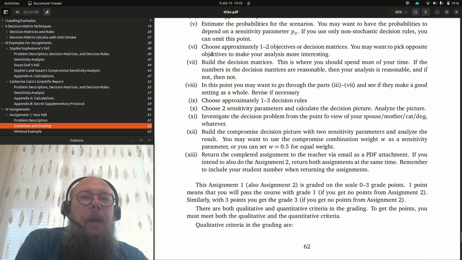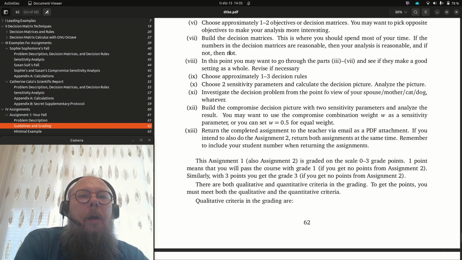Then you choose approximately 1 or 2 objectives. Objectives are also the decision matrices. And you may want to pick opposite objectives to make the analysis more interesting. Then point 7, build the decision matrices, 1 or 2 of them. And this is where you should spend most of your time. If the numbers in the decision matrix are reasonable, your analysis is reasonable, and well, if not, then not.